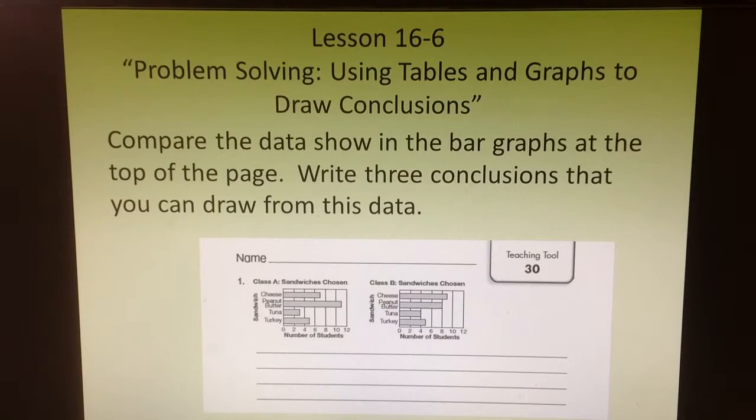My students suggested that you could draw the conclusion that Class B likes cheese sandwiches more than Class A. They drew the conclusion that tuna is not a popular sandwich in either class. And they had many other conclusions as well.